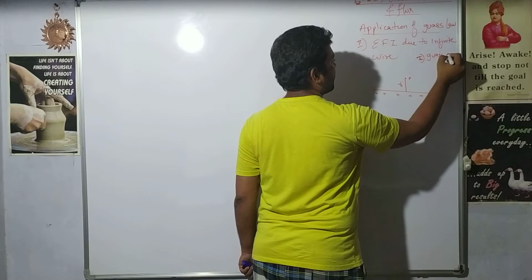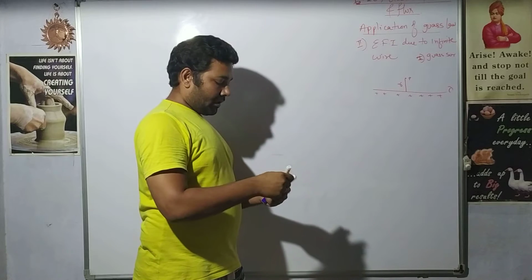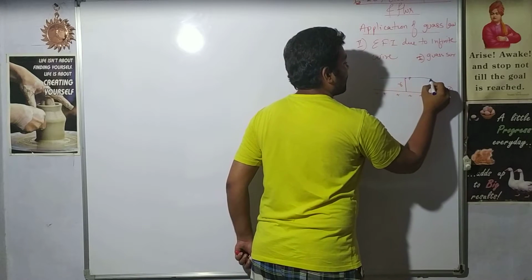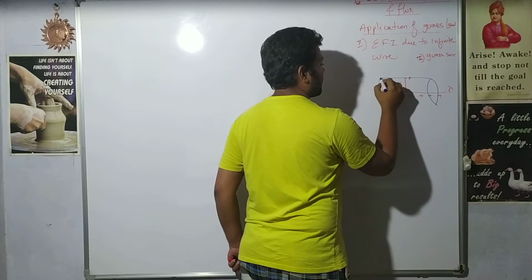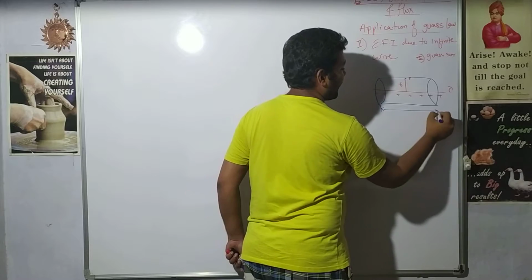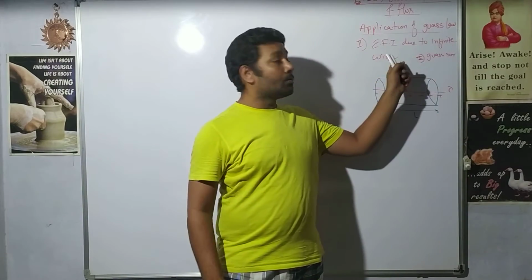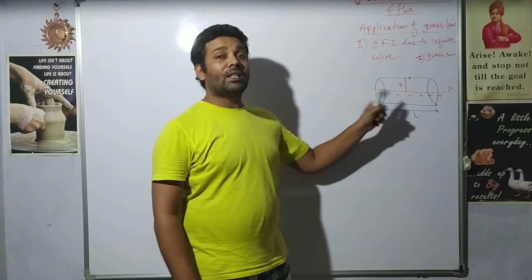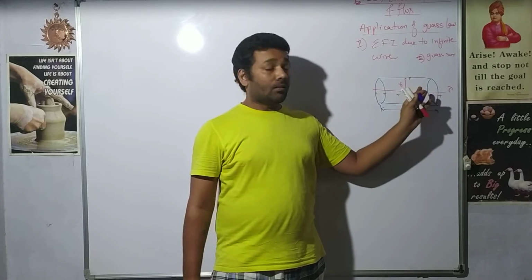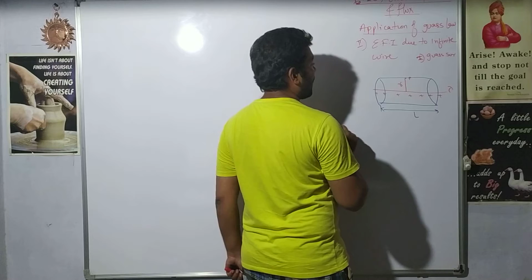selecting a Gaussian surface. So if I draw a symmetrical Gaussian surface, then it will look like this. Cylindrical Gaussian surface, right? I draw a cylindrical Gaussian surface of the length L. Now see here, it is electric intensity due to an infinite wire, so this wire is infinitely long. Now we will prove in the derivation that this length of the cylindrical Gaussian surface doesn't make any difference. So let us find out how.